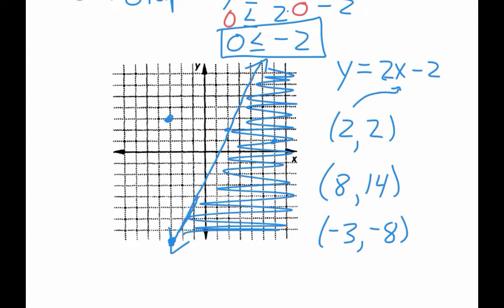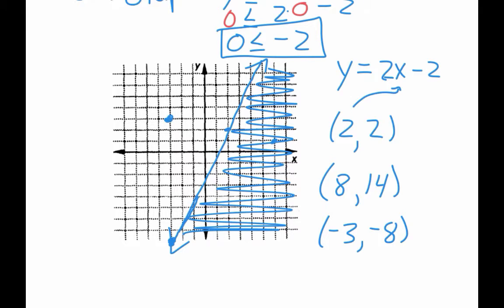Because every point on the other side then would work. So try the origin. If it works, shade the side with the origin. If it doesn't work, shade the opposite side. Because you know then the origin doesn't fit, the other side would. At that point, you're done.